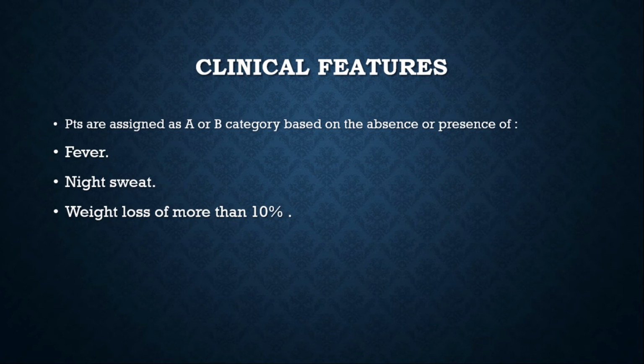Patients are assigned to A or B category based on the absence or presence of the three following symptoms: fever, night sweat, and weight loss of more than 10%. So if the patient is having any of these symptoms, he is said to be in the B category. And if he's not having any of these symptoms, he is in the A category. So A for absent, B for present, and this is how I used to remember it.